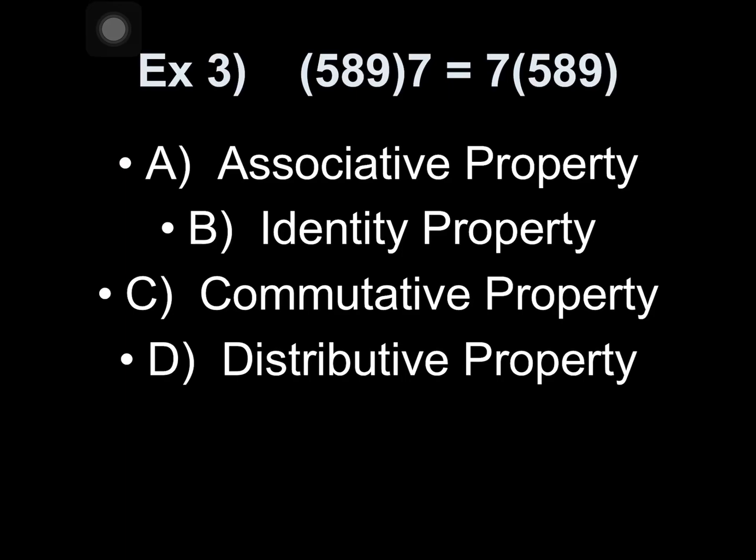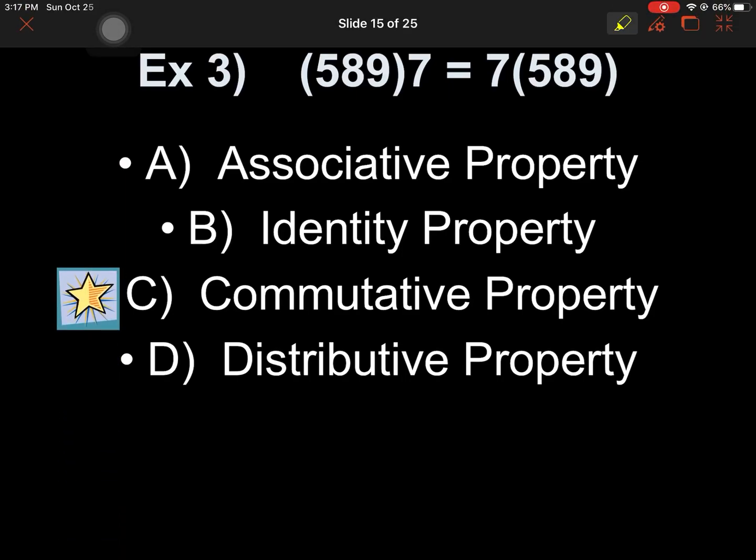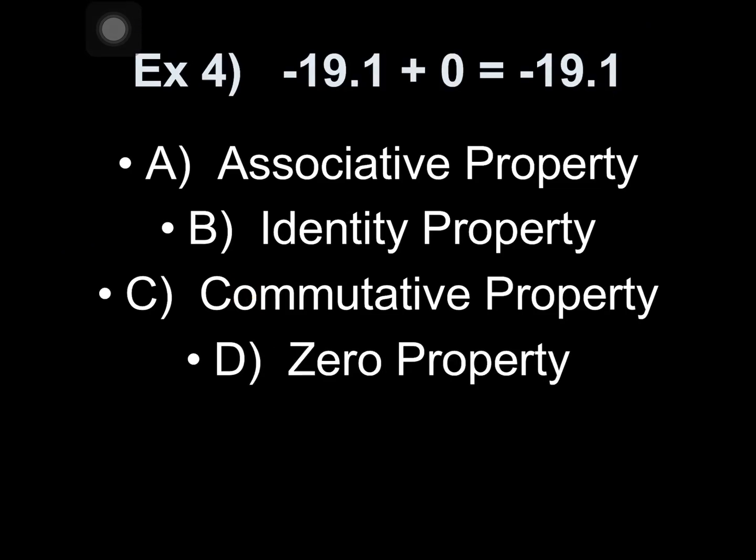Okay, in this case, you have 589 times 7, and then 7 times 589. And so you can hear, as I read that to you, that the order has changed. And remember, once again, that I like to just see that O for order in there. So that's a commutative property, and this would be the commutative property of multiplication to be exact. And this last one, we have negative 19 and 1/10 plus 0 equals negative 19 and 1/10. And so you get the identical thing you start with. Now, it is not the 0 property because anything times 0 is 0. This one, you get the identical thing you start with, so it would be the identity property for addition.